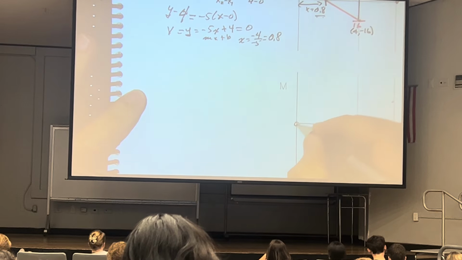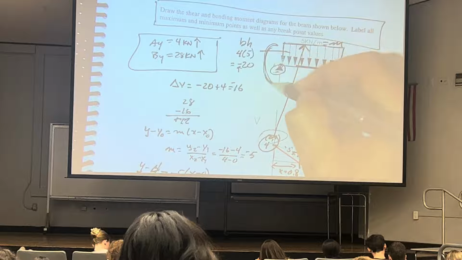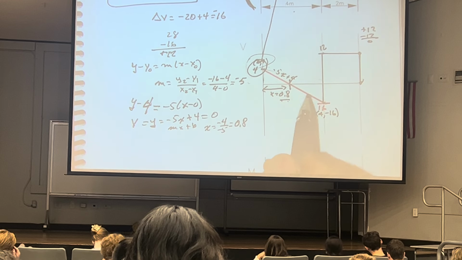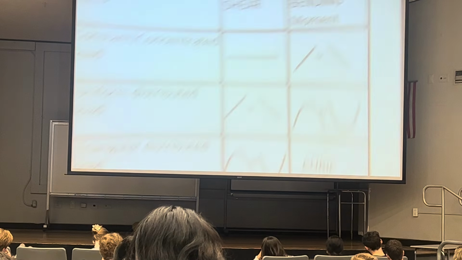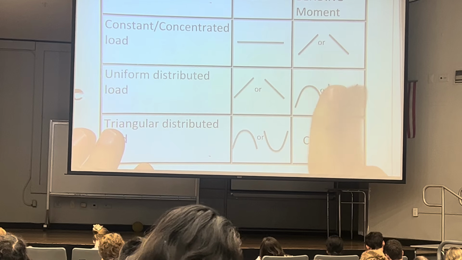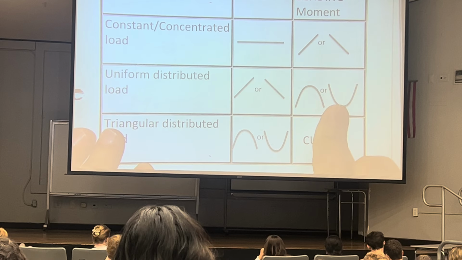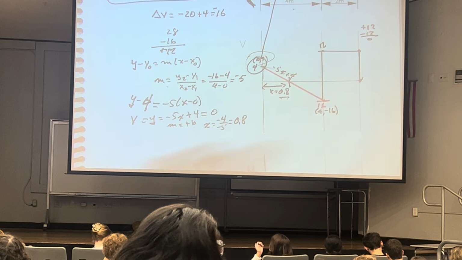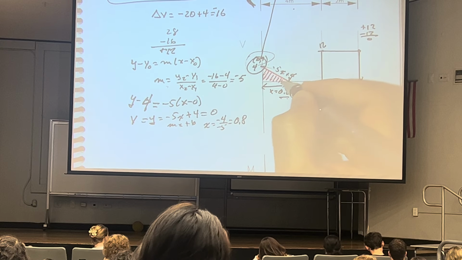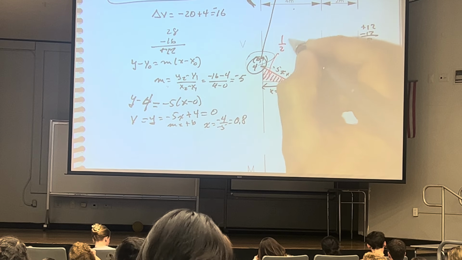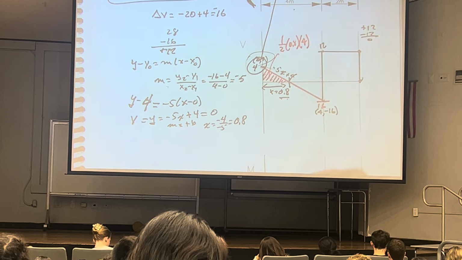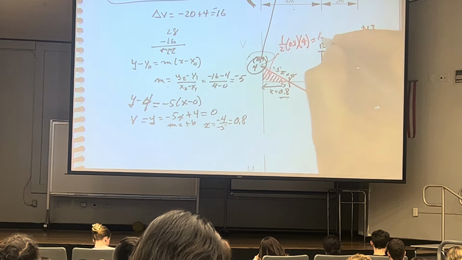Bending moment. It starts at 0. Why? There is no external moment out here. Right away, I see a line. A line in the shear tells me it's a parabola in the bending moment, correct? So I need the area of this triangle. That's 1/2 times 0.8 times 4. That's going to give me 1.6.